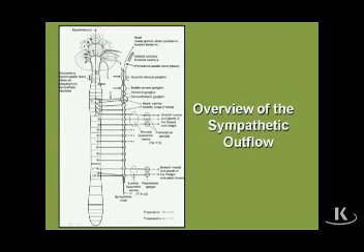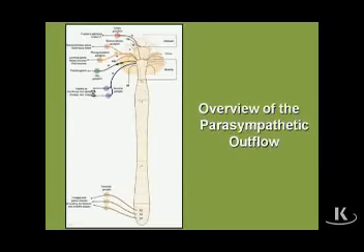a Horner's syndrome. So you can have a central nervous system lesion at brainstem or cervical levels, or you can have a peripheral nervous system lesion anywhere from T1 on up through this pathway, all of which could lead to a Horner's syndrome. So that concludes our discussion of the sympathetic nervous system.